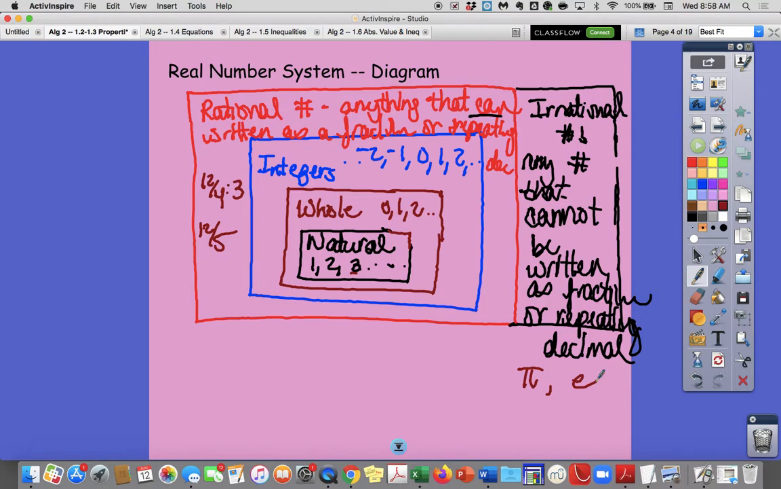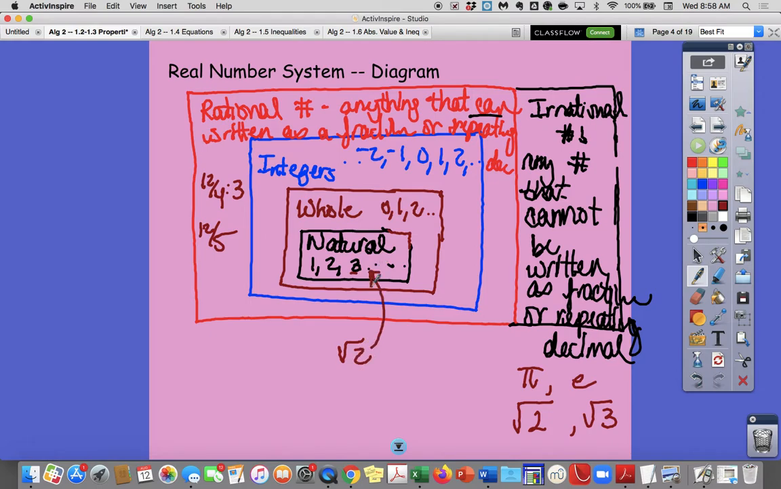It doesn't stop, doesn't repeat. And then anytime you have a square root that cannot be reduced, so if I have square root of 2, square root of 3, I can't do those. Now, square root of 4, I can do. Square root of 4 is actually 2. So square root of 4 actually goes all the way into the natural set.